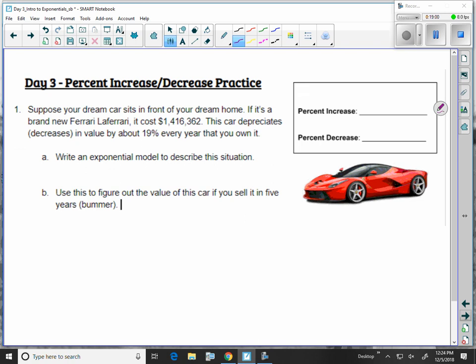You have practice. Let's do this first one together. So, percent increase. Go ahead and write the formula for that. Same thing with percent decrease. I want you to have the formulas right there. We're going to put those up so that you can see them.